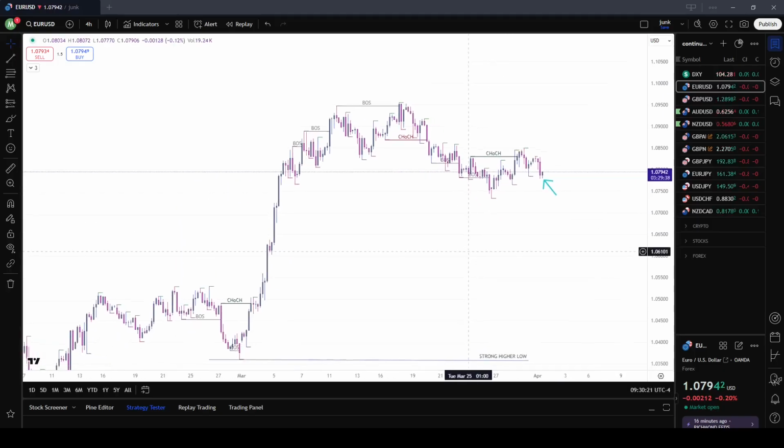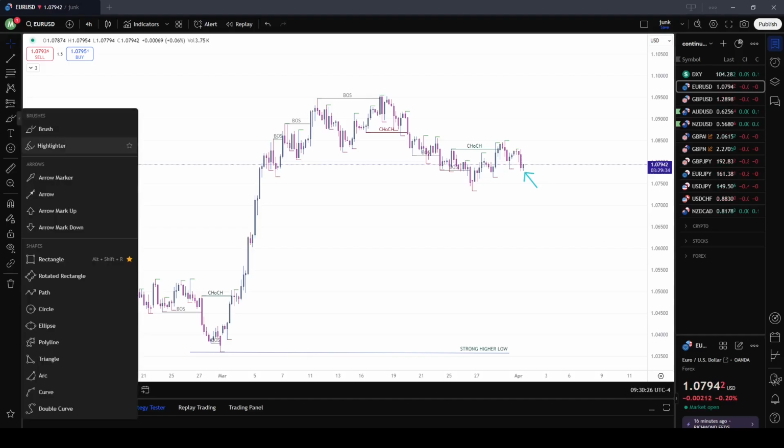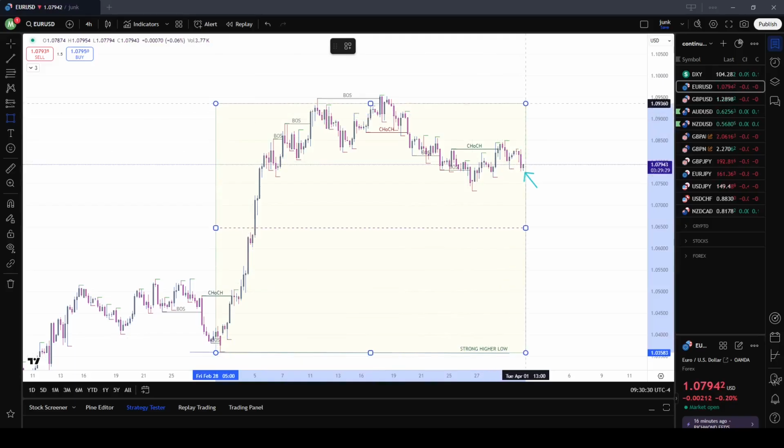Thank you for joining us here at Banknote Trading, where we take a look at the US dollar pairs in the Forex market. Today, we'll start by taking a look at Euro USD on the 4-hour chart. Let's start by mapping out the current range, with this being the strong higher low at the bottom here.